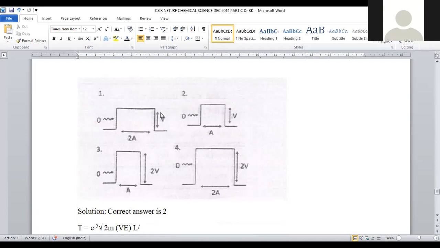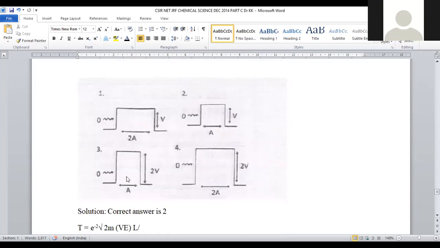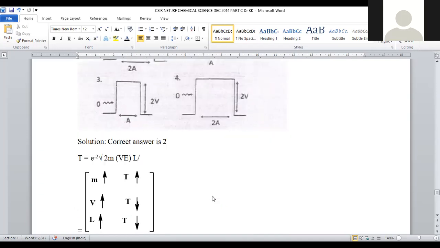So it is moving from this direction. The length of the barrier is denoted with a V, and the area of the barrier is given by 2A in option number 1. In option number 2, here we are going to start with the quantum particle which is allowed inside, and here the length is given by V and area is given by A. So in the third case, length is given by 2V and area is given by A. So length is given by 2V and area is given by 2A in option number 4.